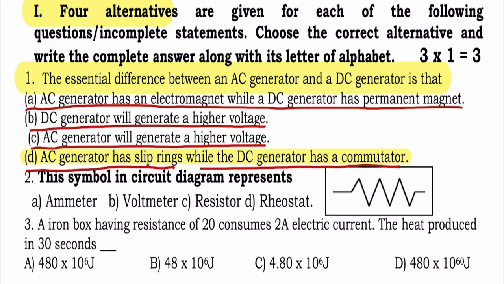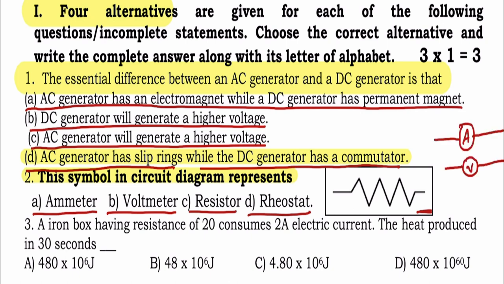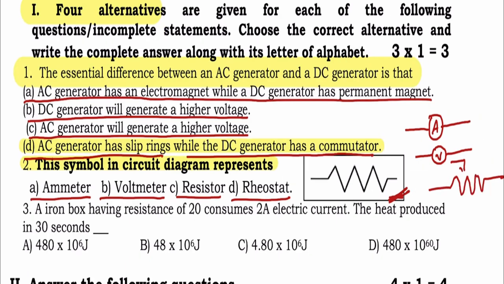Question 2. This symbol in circuit diagram represents. Here we are talking about this symbol. Option A is ammeter. Option B voltmeter, option C resistor, and option D rheostat. And this is the symbol of voltmeter, and here they have given resistor symbol, and if we add an arrow like this, it will become rheostat. So the answer for this question is resistor.